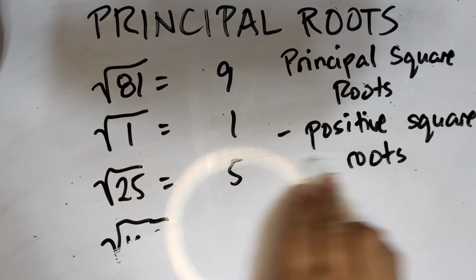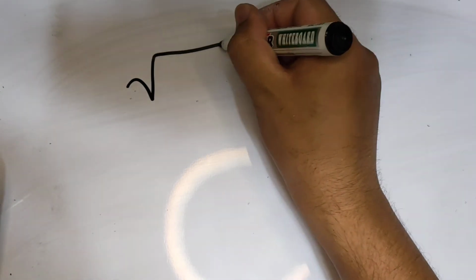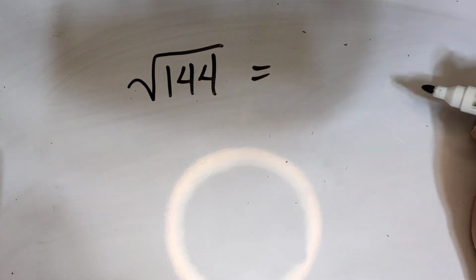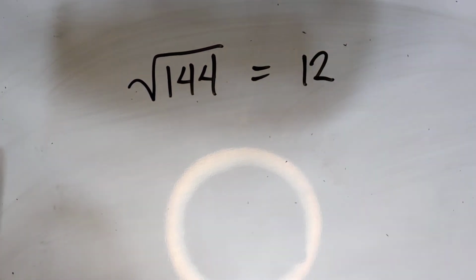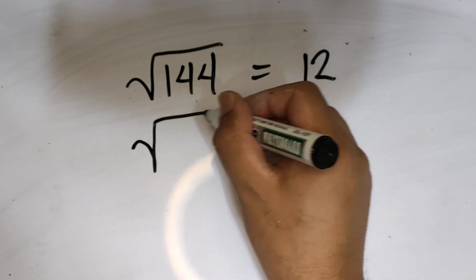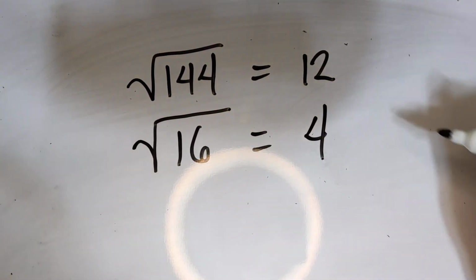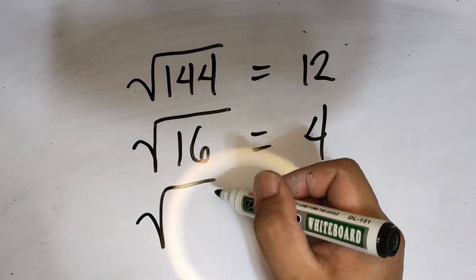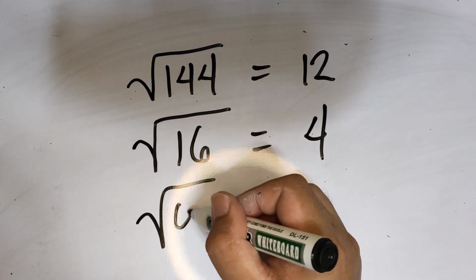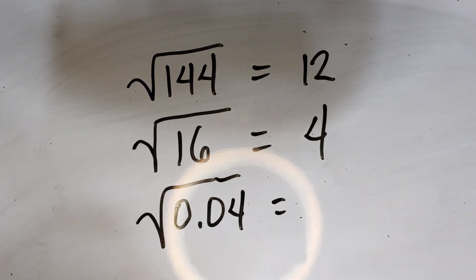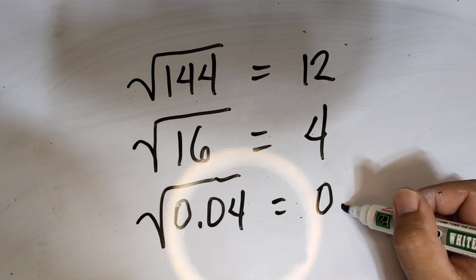Okay? Sige, let's have some more example. Ano ang principal square root ng 144? That is positive 12. Principal square root of 16. Positive 4. Principal square root of 0.04. Okay, very good. Correct, no? That is 0.2.